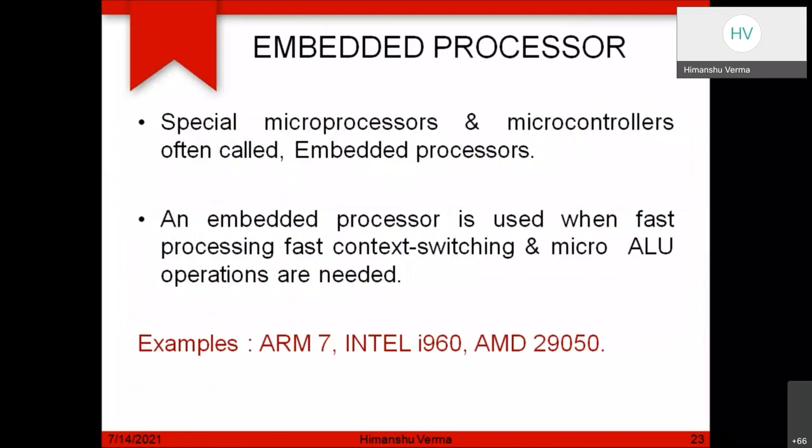So moving ahead, next we have embedded processors. An embedded processor is a kind of special processor, either in the form of a microprocessor or a microcontroller, that is designed into a system to control some electrical or mechanical functions. Embedded processors are usually designed for some specific task. We can say special purpose processors, where we require fast processing, fast context switching, and where small operations are required. So as we have specially designed software for a specific task or application, we have a specific processor for that task, and we can call it an embedded processor. These are the names of some processors.